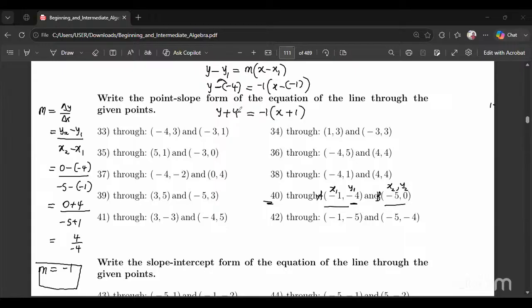From here, you can just leave your answer like this if you don't mind, because this is just like the point slope form like we have here earlier. So you can leave your answer like this and you're good. Or possibly you can have it to be y plus 4 equal to negative x plus 1. I mean, this is fine.